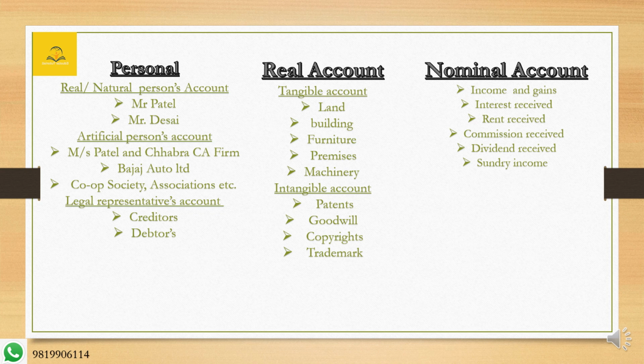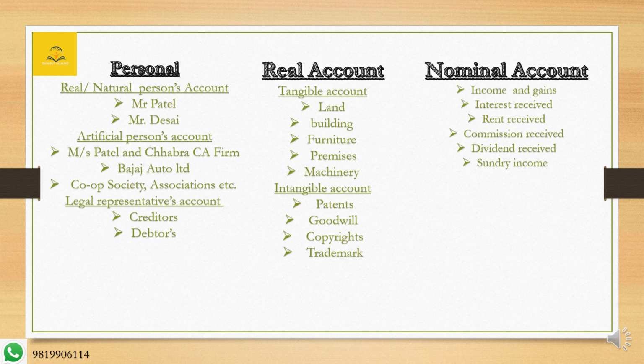Now, real account. Real account, we have tangible account, either coming into the business or going out of the business. Land, building, furniture, premises, machinery. This is your real account. Intangible account, which also falls under the definition of a real account. Patents, whether sold or bought. Goodwill, whether sold or bought. Copyrights, trademark. Nominal account has got to do with income and gains, interest received, rent received, commission received, dividend received, and sundry income.